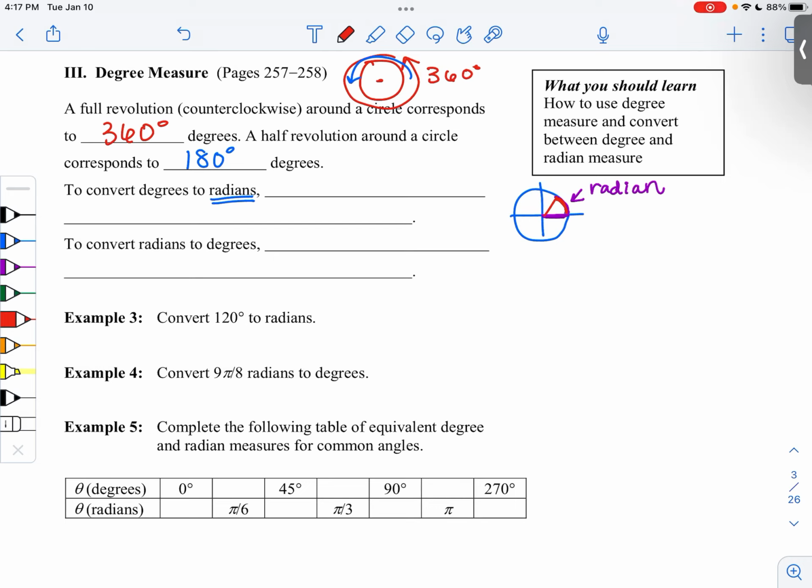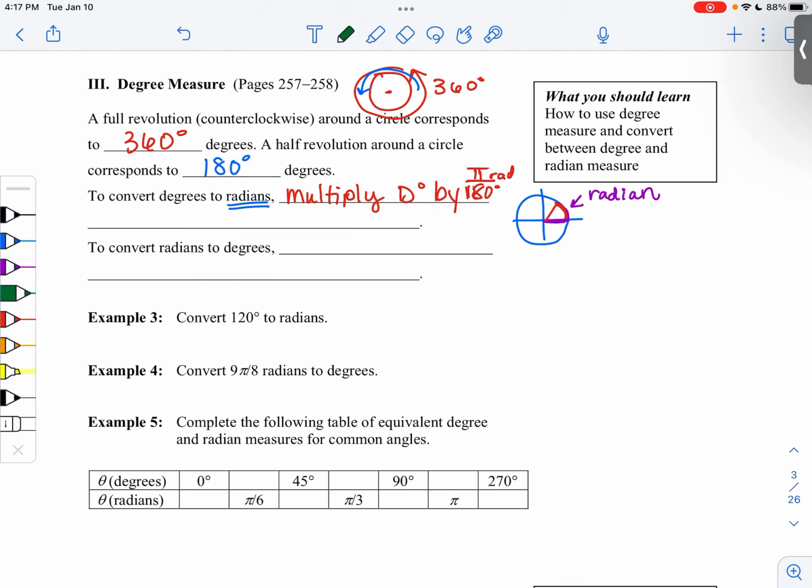So to convert degrees to radians, we're going to multiply our degrees by pi over 180, pi radians over 180 degrees. So the degrees are going to end up canceling out. And to convert radians to degrees, we're going to take our radians and multiply by 180 degrees divided by pi radians. So let me show you how to do that.